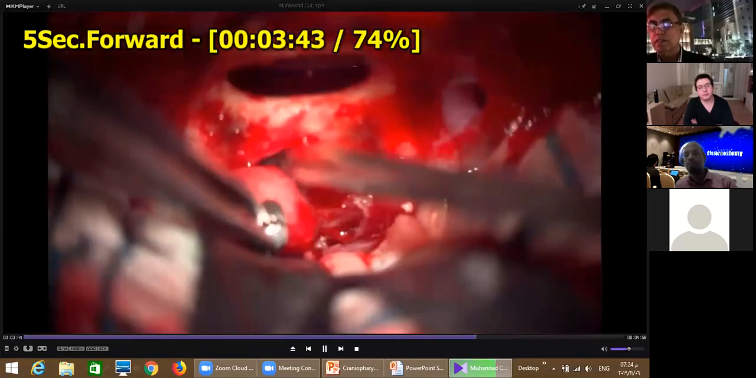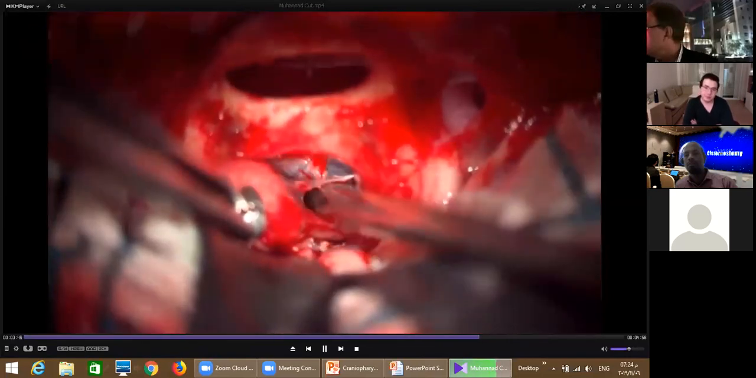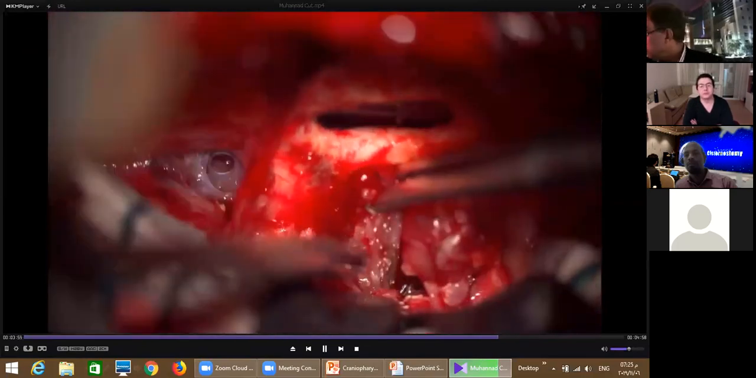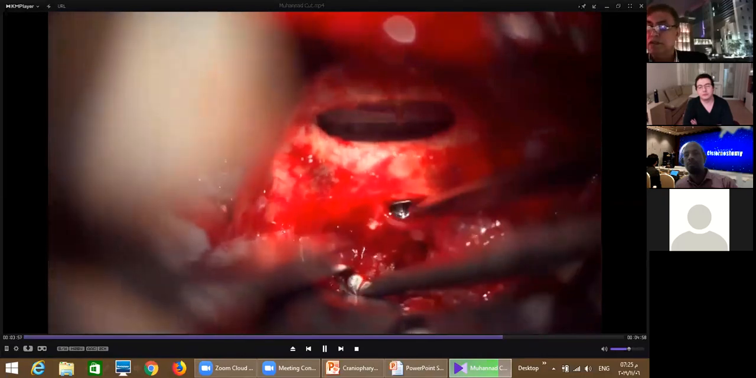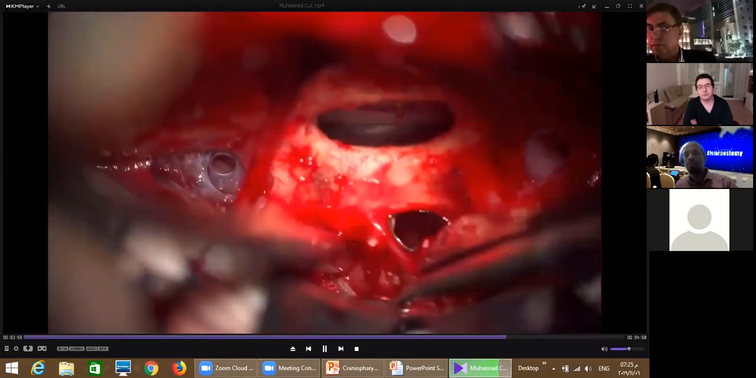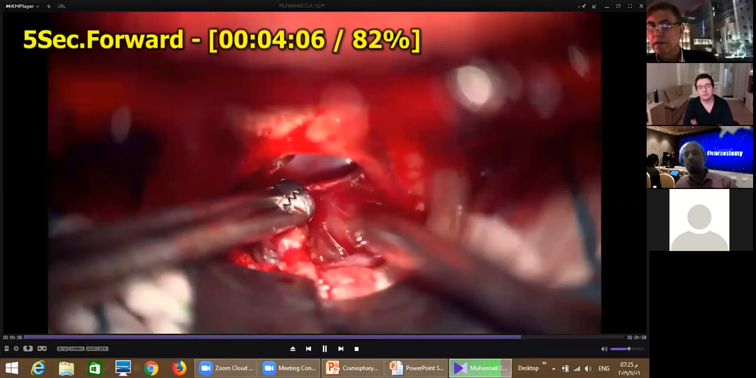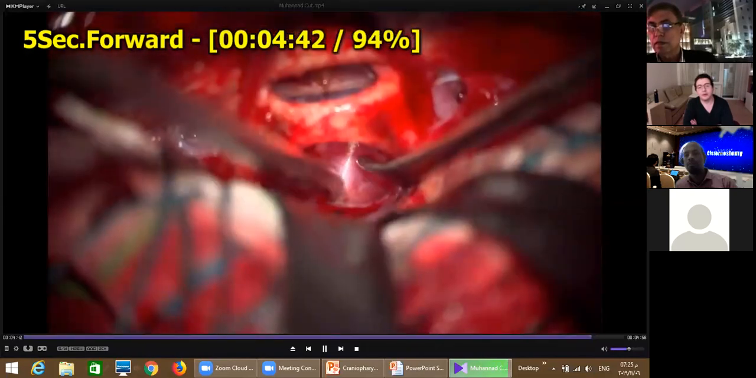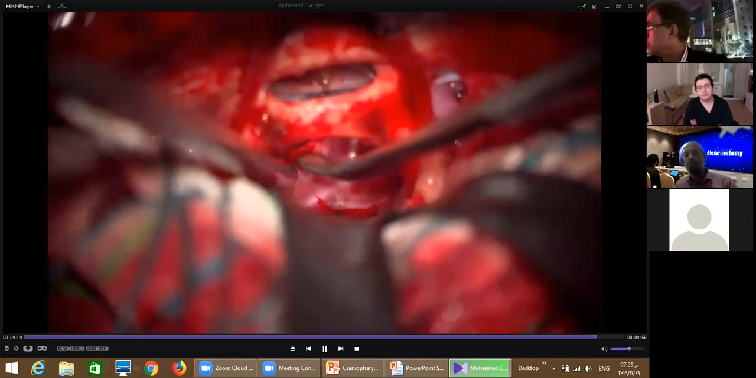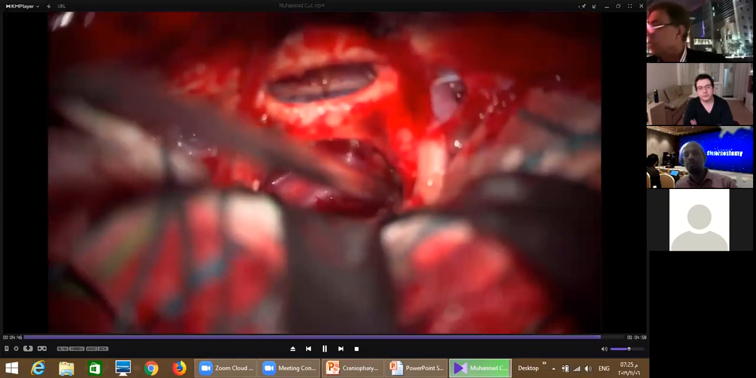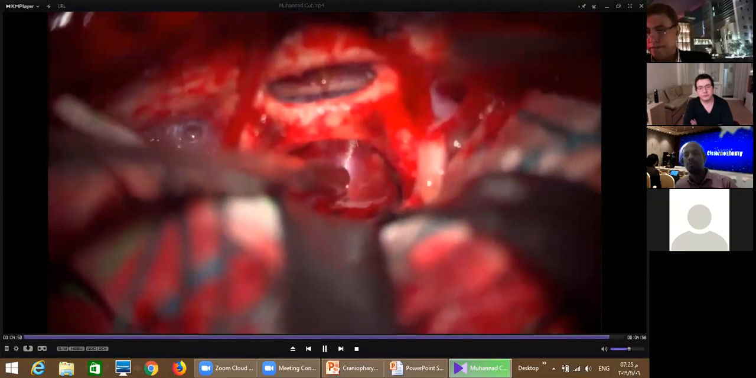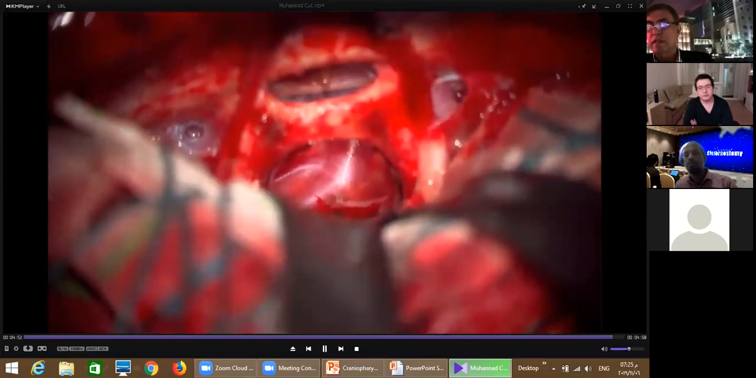Here, you are seeing the Liliequist membrane, the blue thing deep inside is the Liliequist membrane. And what you see inside is the basilar artery with its bifurcation. So here we are, with the superior cerebellar artery and posterior cerebral artery. If the stalk is not involved, I keep it.